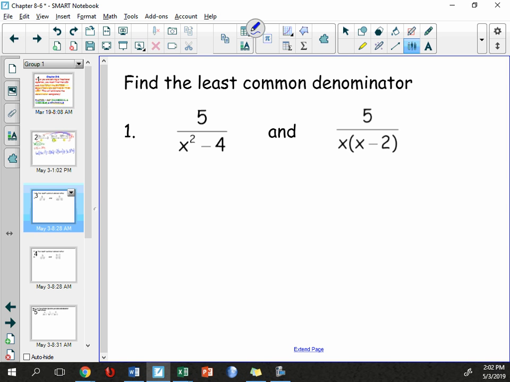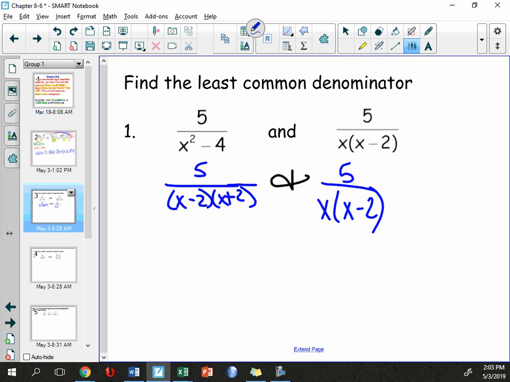So look at the first denominator. The first denominator I have is x squared minus 4. Is that factored completely? What do I do? There's no GCF, so I put it into two binomials. 5 over x minus 2, x plus 2. Do we all understand that? Next fraction. Look at its denominator. Is it factored completely? Yes, it is. It already has the GCF of x on the outside. I can't split up x minus 2 into two binomials, so I leave it.